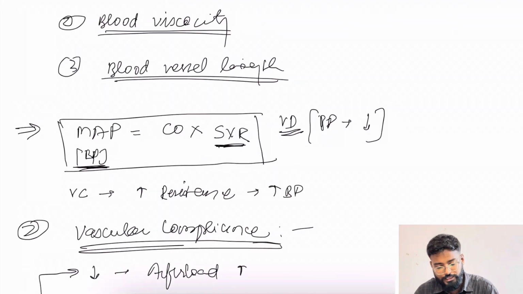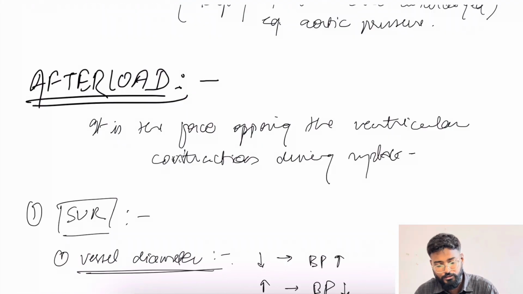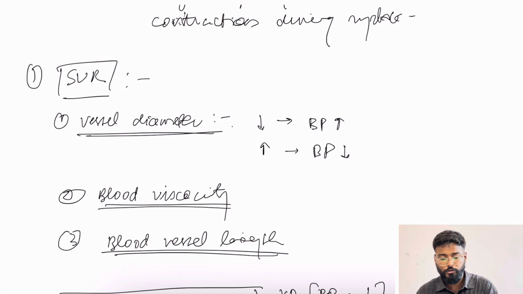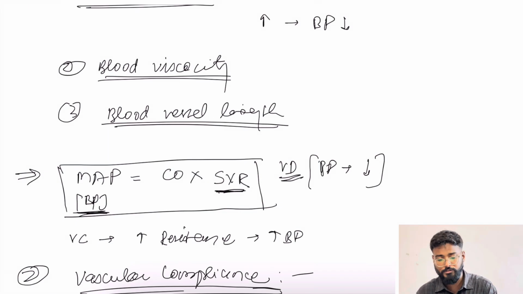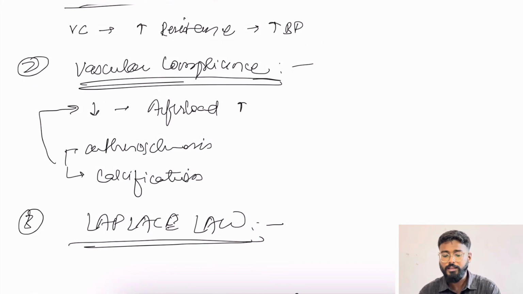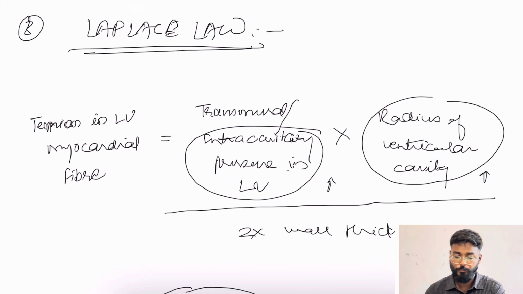So we have seen the factors that contribute to afterload: your systemic vascular resistance, how blood pressure plays a role in determining the afterload, and the vascular compliance, how in case of calcification and atherosclerosis there is increased afterload, which in turn causes a decrease in your stroke volume.